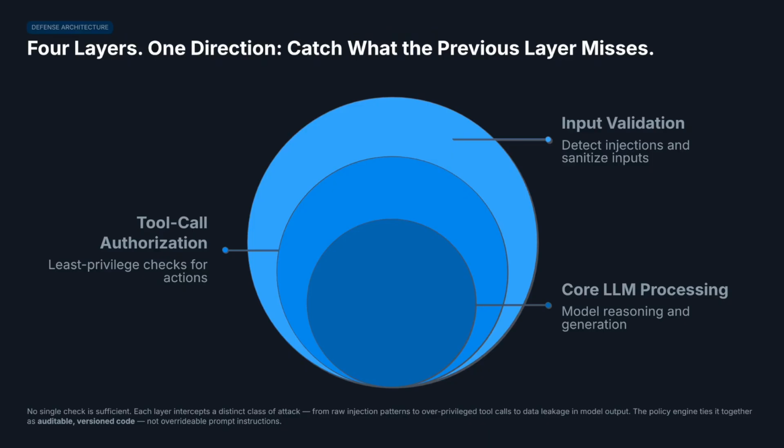The fix isn't a single check. It's defense in depth, where each layer catches what the previous one misses. Input validation screens for injection patterns and policy violations before the LLM processes anything. Tool call authorization enforces least privilege, meaning the agent can only invoke tools that match the current user's permissions and the task scope. Output filtering scans the model's response for leaked sensitive data or hallucinated tool calls before it reaches the user. And tying it all together is a policy engine that defines these rules as code, not as prompt instructions that can be overridden.